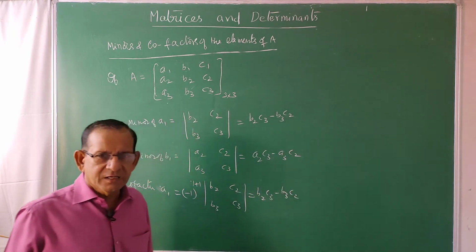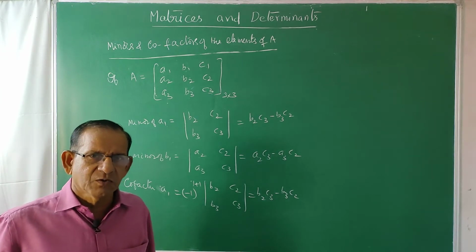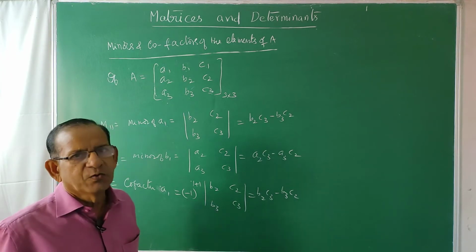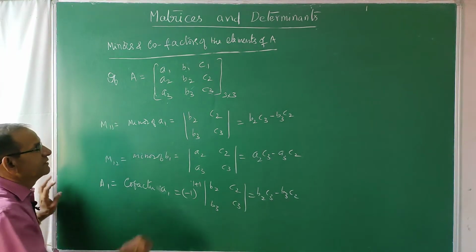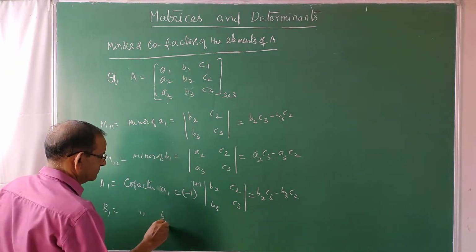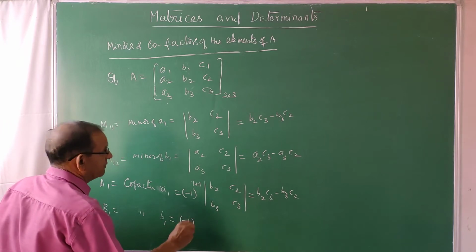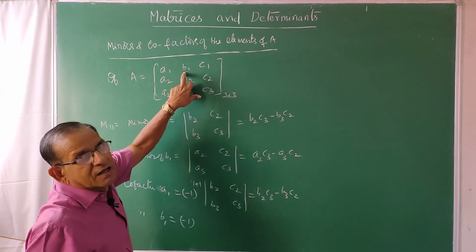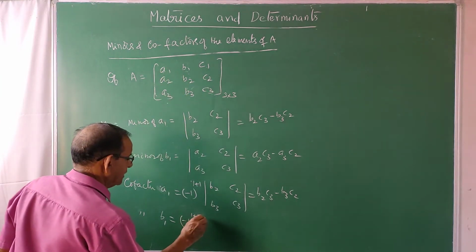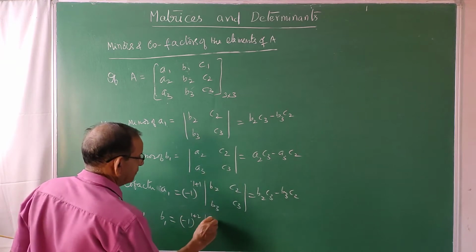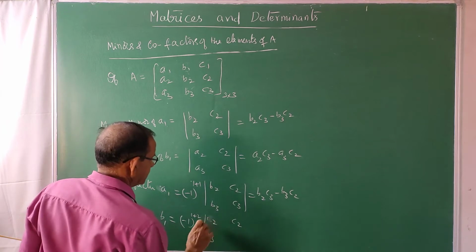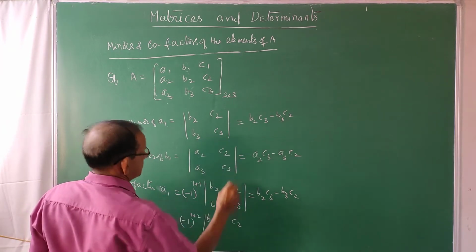That means if the minor of an element is multiplied by minus 1 whole power row number plus column number of that element, it is called the cofactor. We denote it as capital A1. Now the cofactor of B1, capital B1, is minus 1 whole power: the row number is 1, the column number is 2, so 1 plus 2, into the minor.